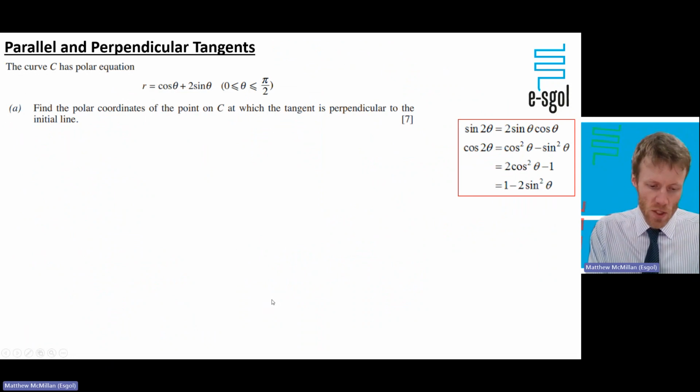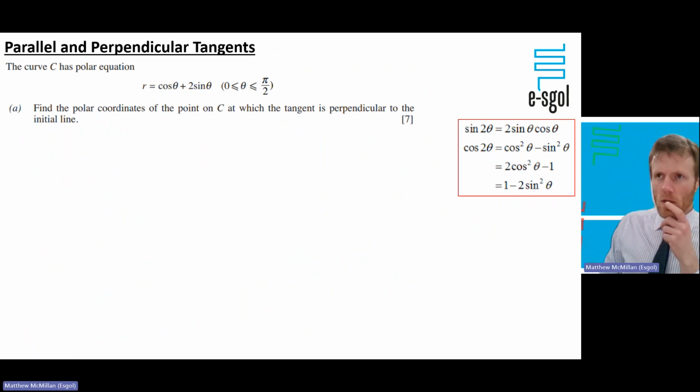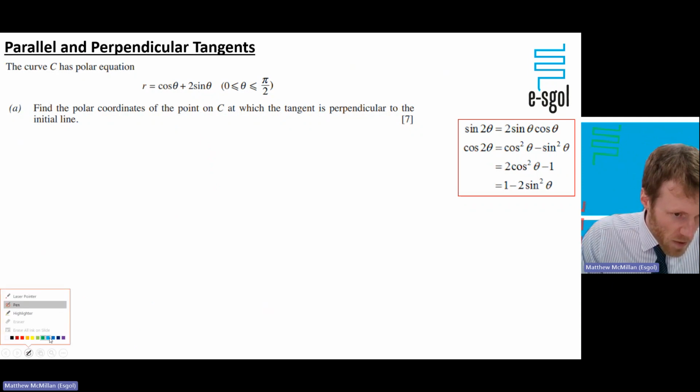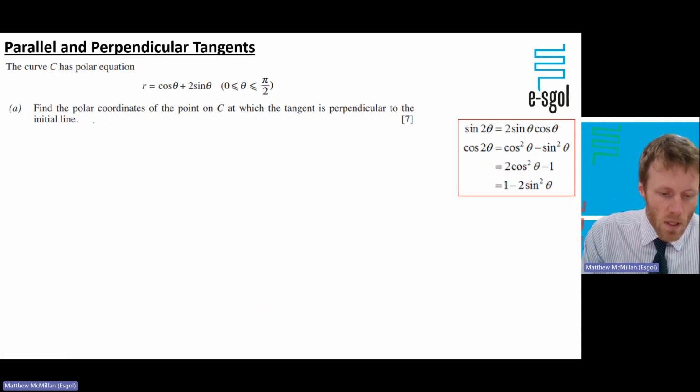Now, we have another question here, and I'm just looking at the time as to whether I have time to go through it. I think I'll just start it off, but it might be something that you want to pause and try yourself. So the method here is the same. Find the polar coordinates of the point on C at which the tangent is perpendicular to the initial line. The only slight difference here, I guess, is this time it's dx over d theta equals 0.